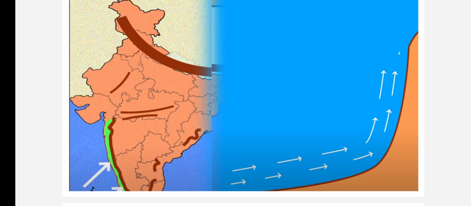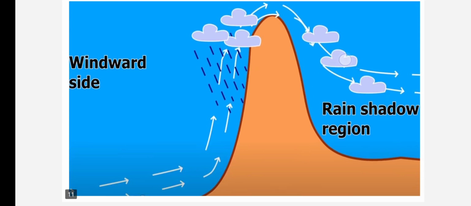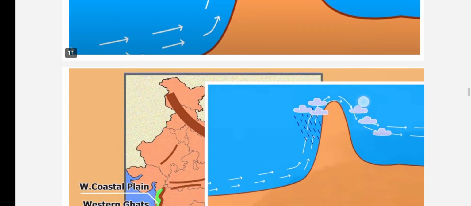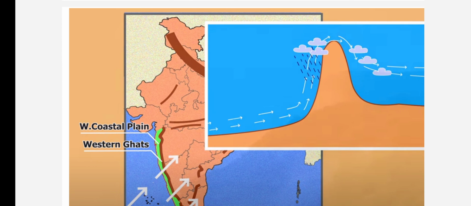Now, as the winds go up the slope of the Western Ghats, the temperature decreases and they are subjected to condensation. The amount of rainfall increases with the increasing height along the windward side. When the clouds cross the Ghats, they descend and their ability to absorb moisture increases. So, on the other side, that is the leeward side or rain shadow region, they give very little rainfall. Okay, so there is heavy rainfall on the western coastal plains which lie west of the Western Ghats.